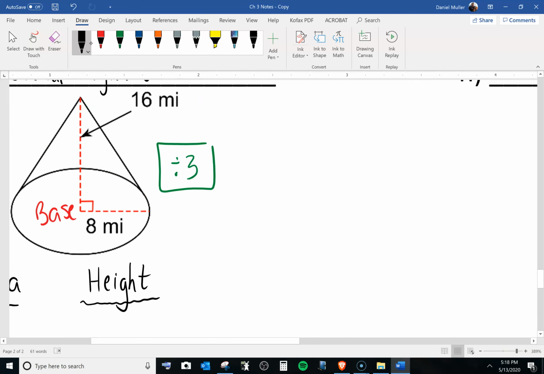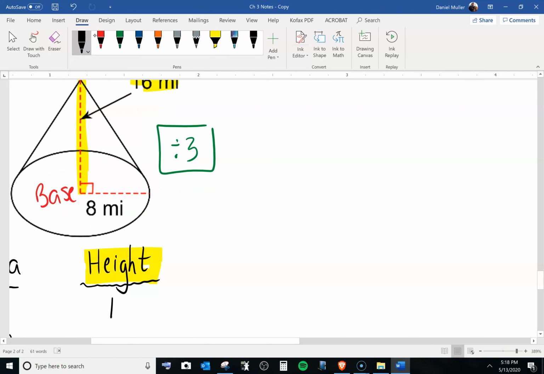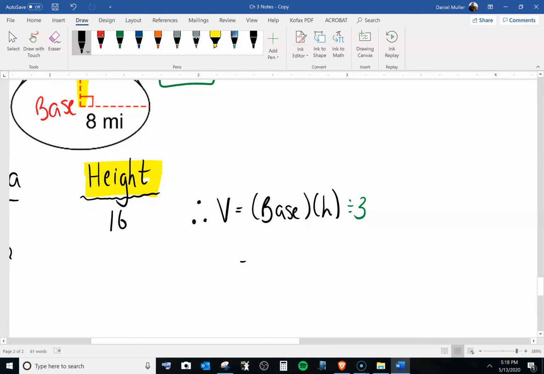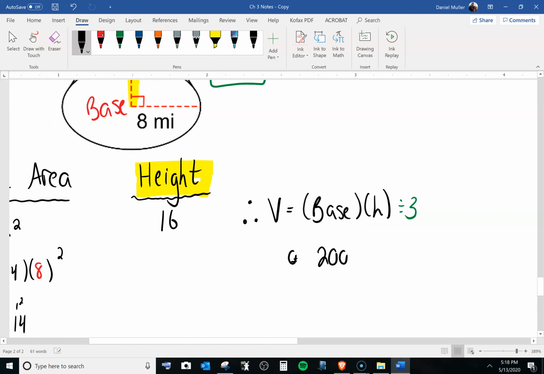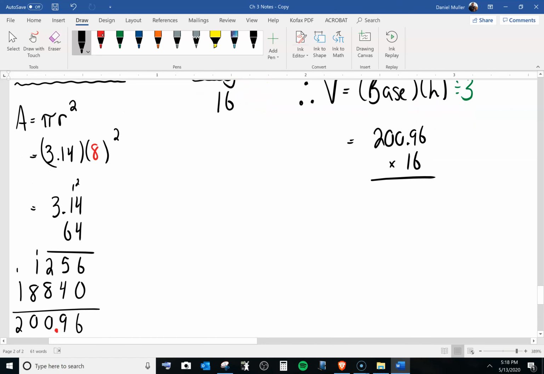The height of this thing, so I've got the height, and the height is right there. It is 16. So I'm going to have a height of 16. Therefore, my volume is going to be my base area times my height divided by 3. Now my base area was 200 and something. Is that 200.96 times by my height. I'll do that vertically. And then I can divide that by 3.